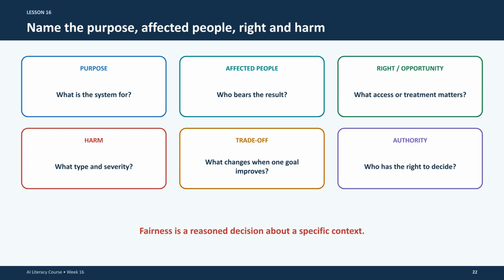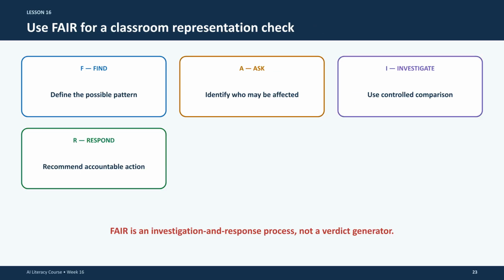To perform a responsible fairness review, be specific. Name the purpose, the people affected, the rights at stake, the types of harm, and who holds the authority to make decisions. Vague claims of fairness don't help. Reasoned decisions do. Use the FAIR framework to guide your investigation. Find the pattern, ask who is affected, investigate with comparisons, and respond with accountability. This structure helps turn surprising results into actionable evidence, rather than just a subjective verdict.